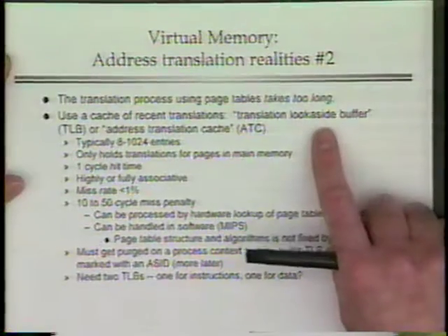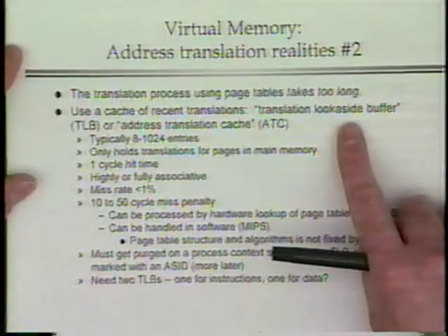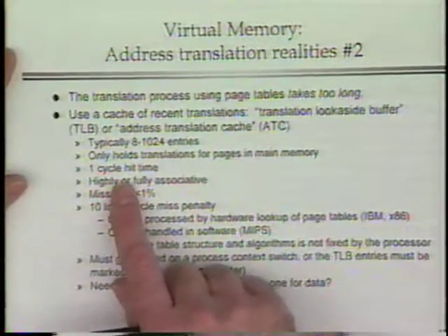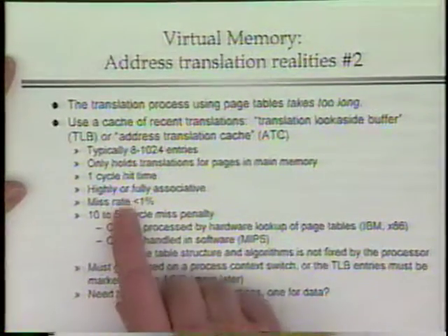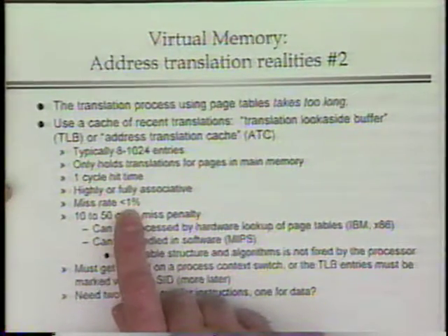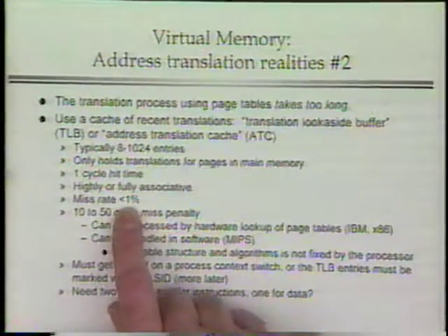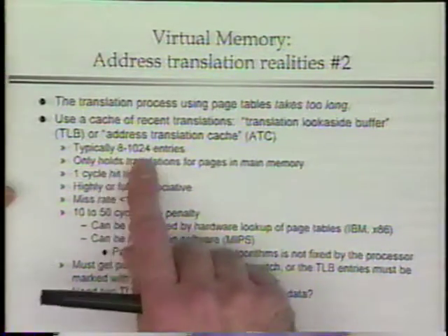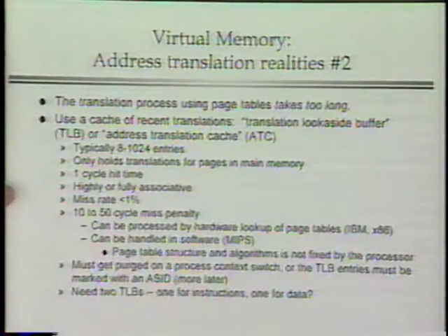The address translation cache, or as IBM called it and everybody else does too, a translation look-aside buffer. And it's typically a cache that is very fast, is designed to have an extremely low miss rate. Much less than 1% is desirable. 0.1% is more like what you want. So it might have someplace in the range of 8 to 1,000 entries.